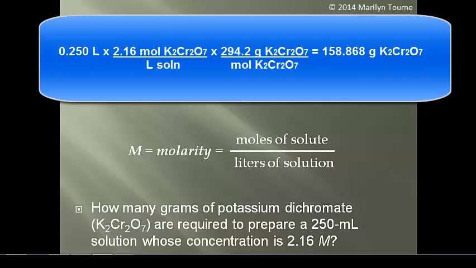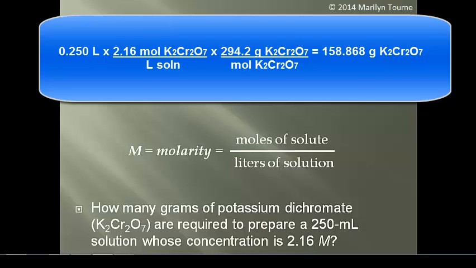And they want how many grams of potassium dichromate, but I'm already in moles of dichromate, so the way I would go from moles to grams is easy. This is a molar mass. So you would take the molar mass of potassium dichromate, which happens to be 294.2 grams per 1 mole of potassium dichromate, and then that's the unit that you need to be in. That's your answer, and you would multiply everybody out, and you see that you get 158.868 grams of potassium dichromate.